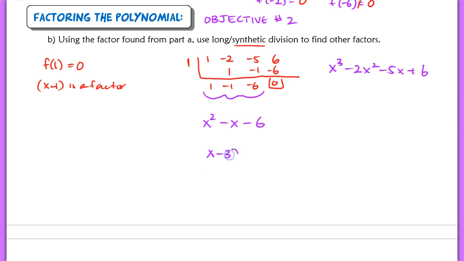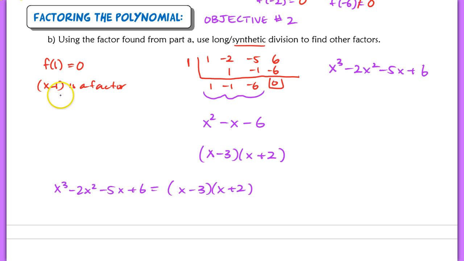This would factor into x minus 3 and x plus 2. So to answer this final question here, the factors of x cubed minus 2x squared minus 5x plus 6 are x minus 3, x plus 2, and then we can't forget about our original factor here. A lot of students will forget this one, and x minus 1. Again, if you want to check to make sure that this is correct, see how I can multiply negative 3 times 2 times negative 1? I should end up with this constant term here.